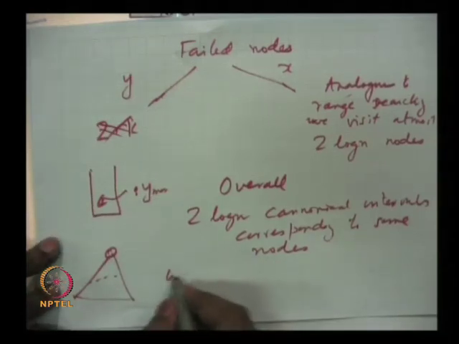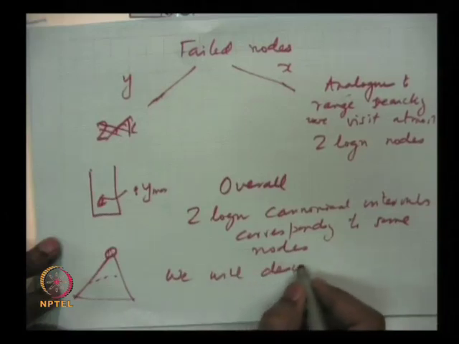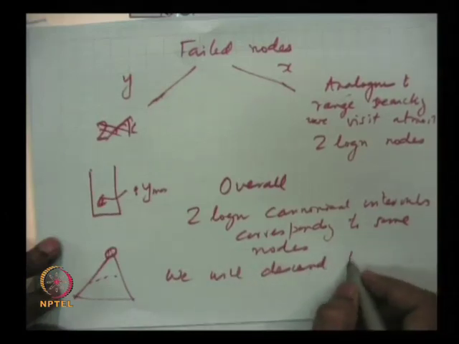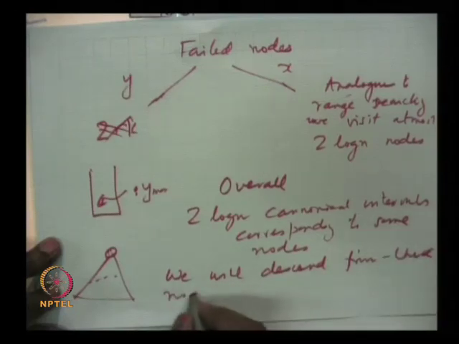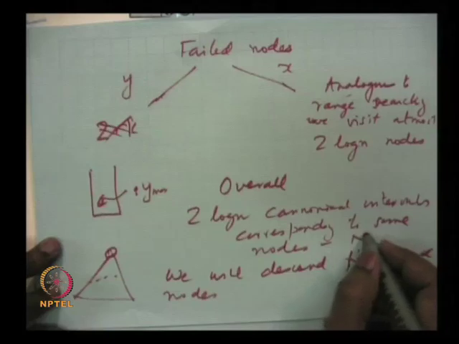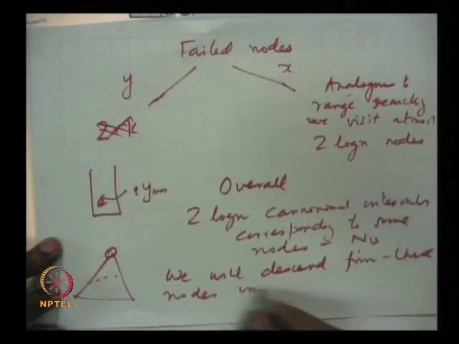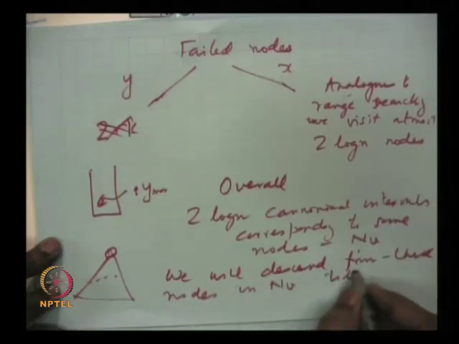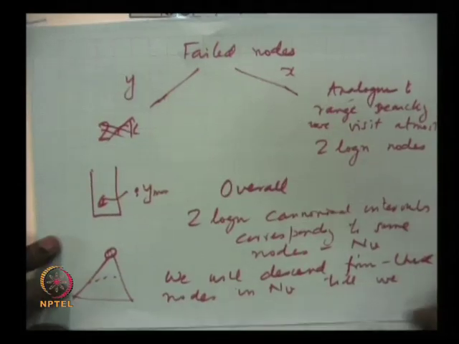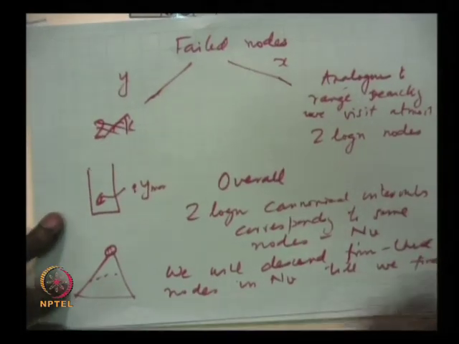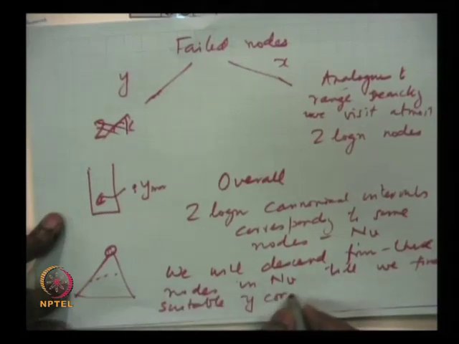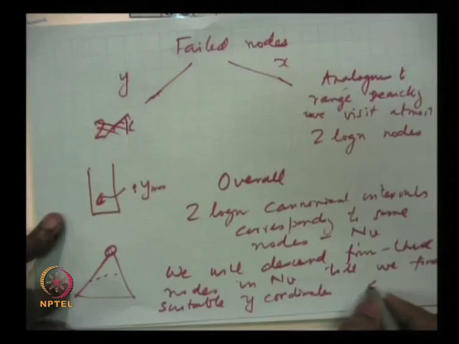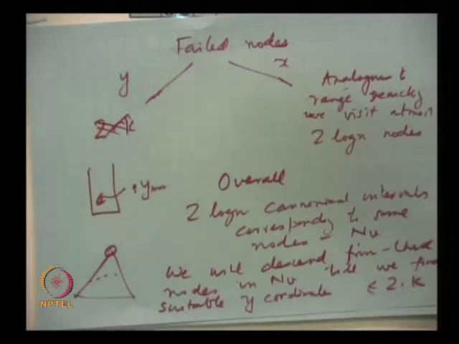So, we will descend from those nodes to some nodes, let us call them n's of v, till we find suitable y coordinates, and this is no more than twice the number of points reported. So, the overall search time becomes order log n plus k.